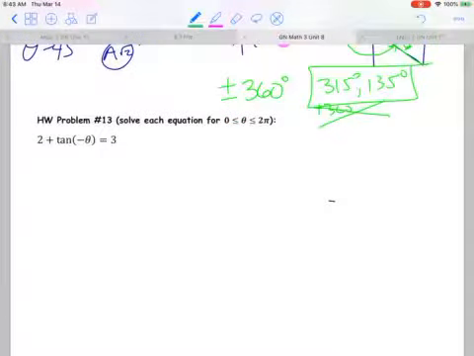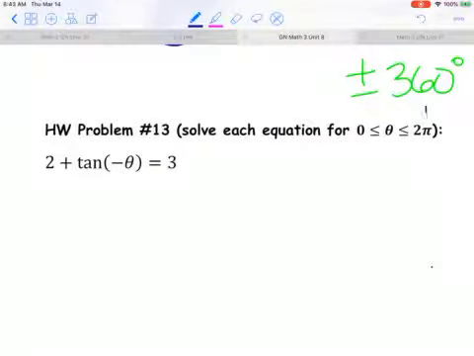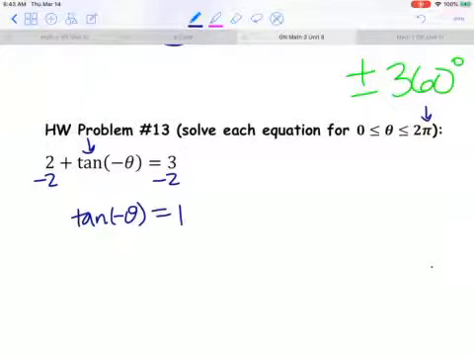So let's try one in radians. If you look at problem 13, our answer is going to be in pi. You can either do that right at the beginning or at the end. It doesn't really matter. The first thing you do is get tangent alone. So we have to move the 2 over, and it's adding to the tangent, so we subtract. If it had been multiplying, we'd divide. So we get tan of negative angle equals 1, and this is okay. As long as it's in the parentheses, you don't have to do anything to it right now.